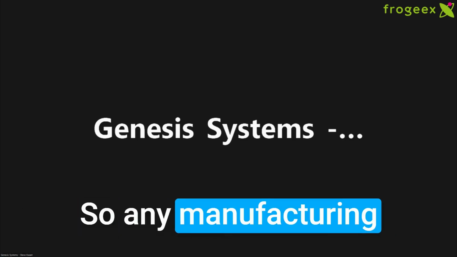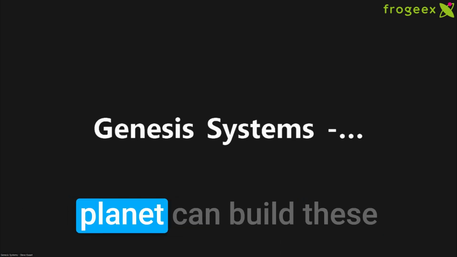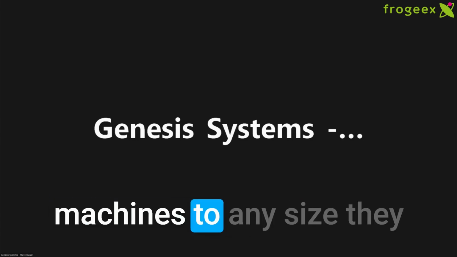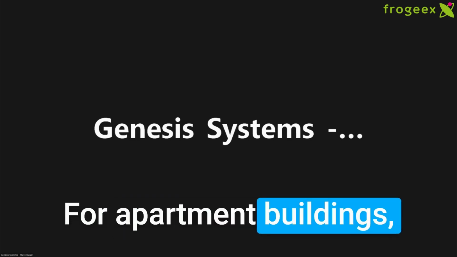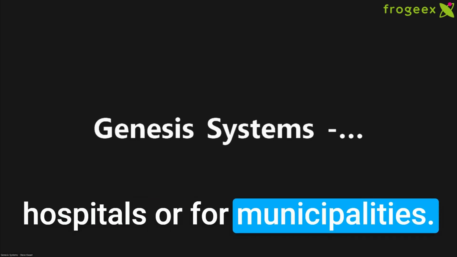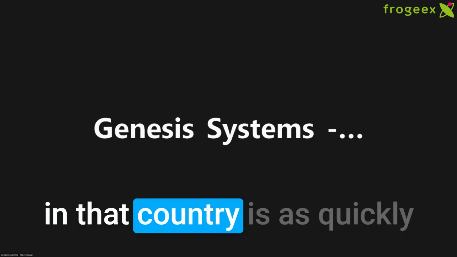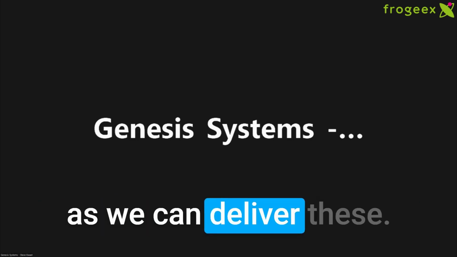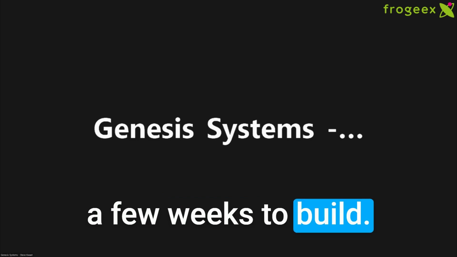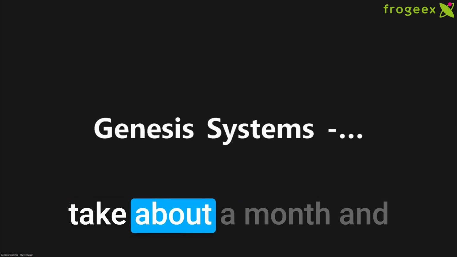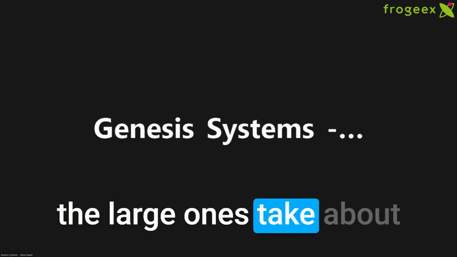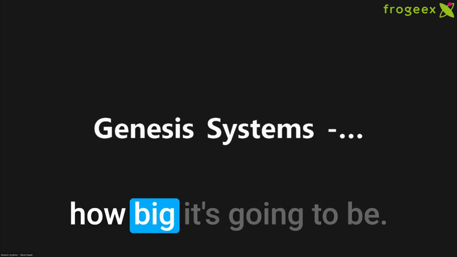So any manufacturing facility anywhere on the planet can build these machines to any size they need for household units, for apartment buildings, hospitals, or for municipalities. So as quickly as we stand up a manufacturing facility in that country is as quickly as we can deliver these. The small ones only take a few weeks to build. The medium-sized ones take about a month, and the large ones take about a year, depending on how big it's going to be.